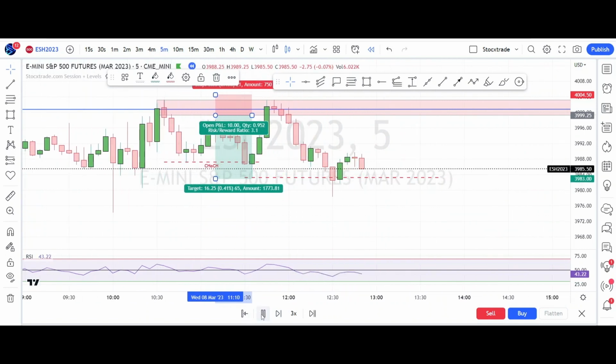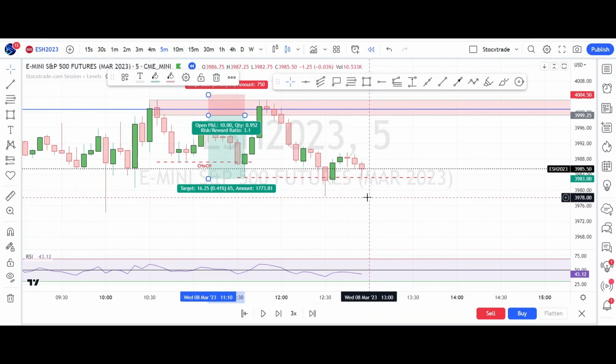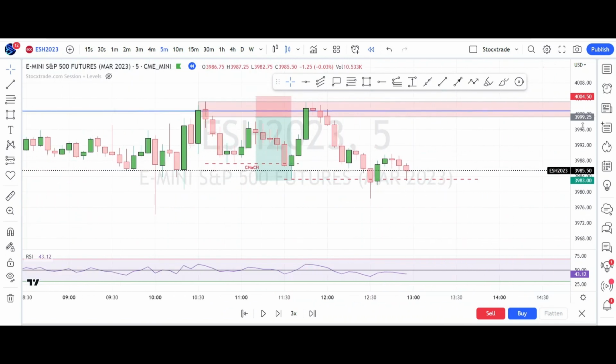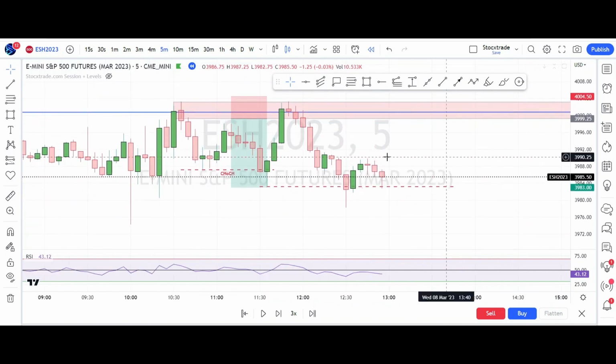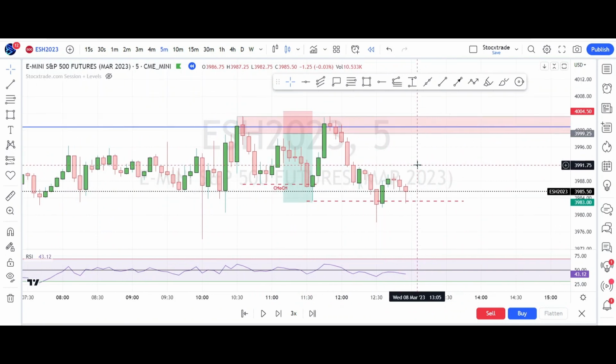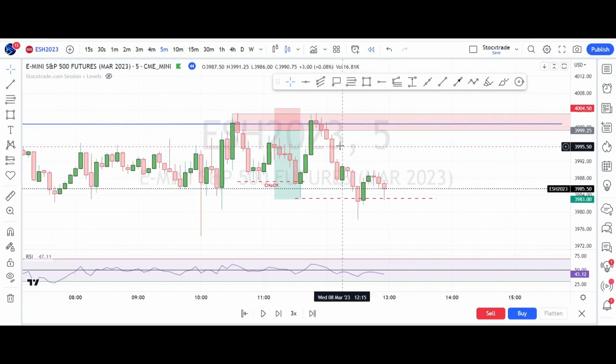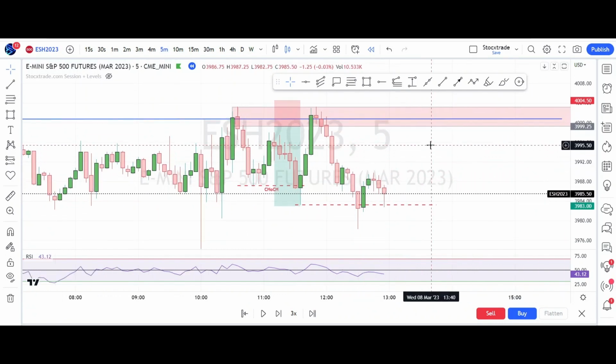So the price hit the area. Yesterday the price moved sideways. So in this way you can manage your trades. You need to wait for the trade to come to your level. Don't run behind the trade. Always wait for the trade to come to your level.